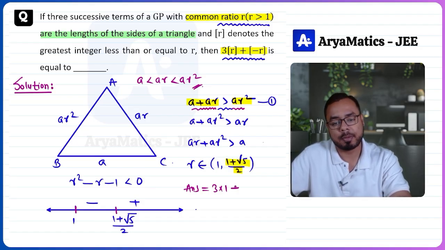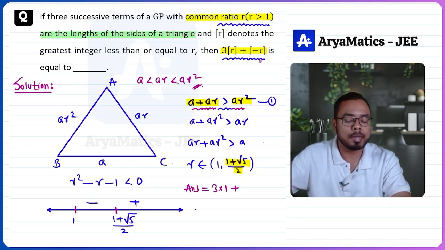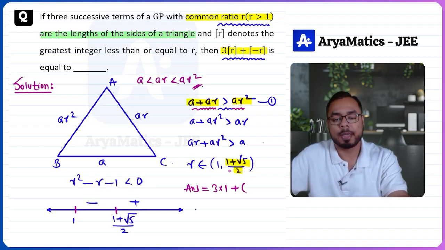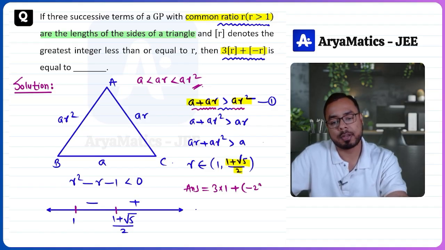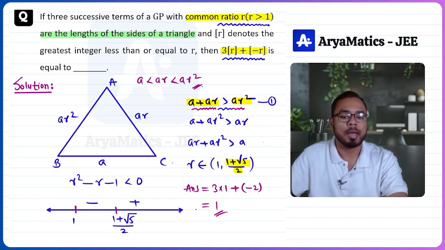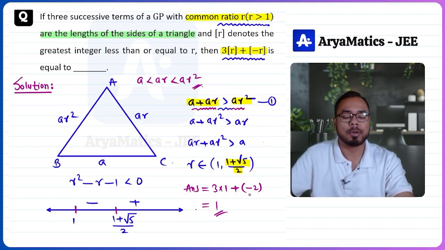So greatest integer of R will be 1, and greatest integer of minus R. Now minus R will be between minus 2 and minus 1. So greatest integer of that will be minus 2. So 3 minus 2, that will be plus 1. And that is the correct answer for this problem.